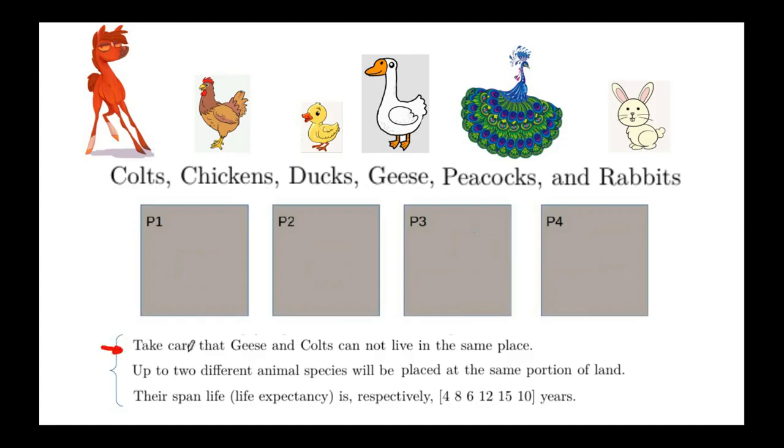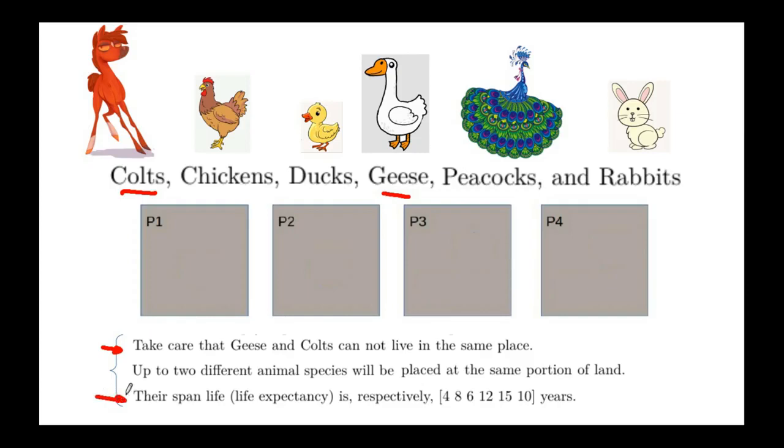First of all, take care that geese and cows cannot live together in the same place. So, we are expected to avoid cows and geese living together in the same portion of land. Up to 2 different animal species will be placed at the same portion of land. And additionally, I don't want any portion empty. So every portion will have between 1 and 2 animal species.